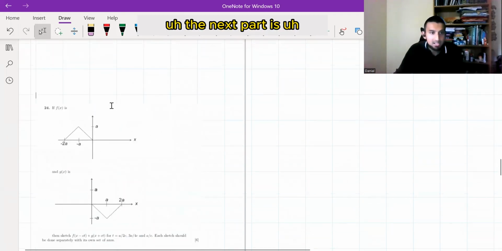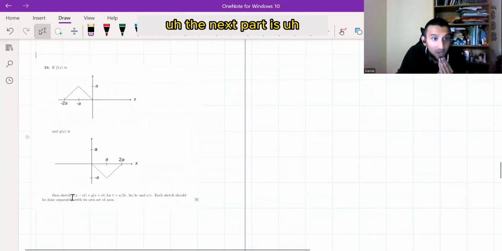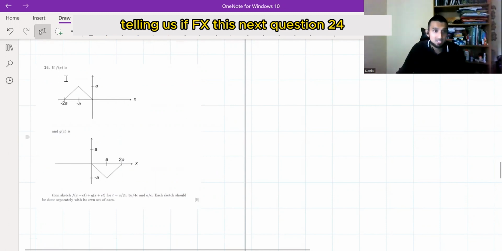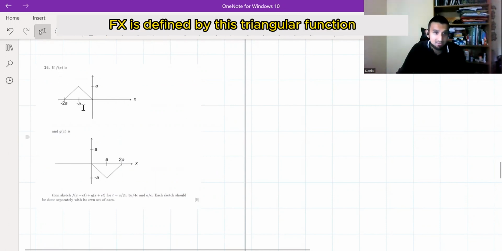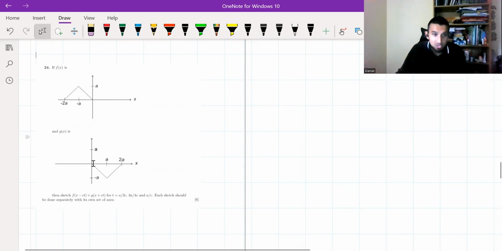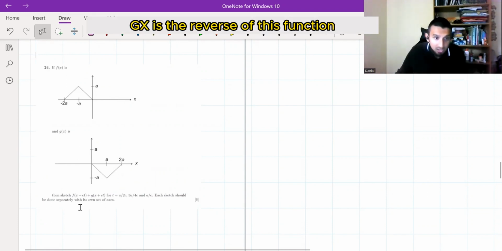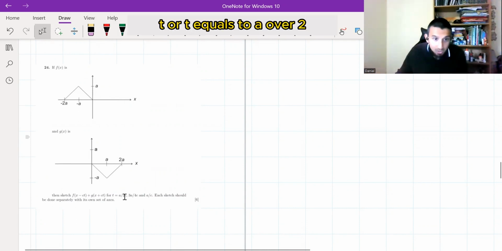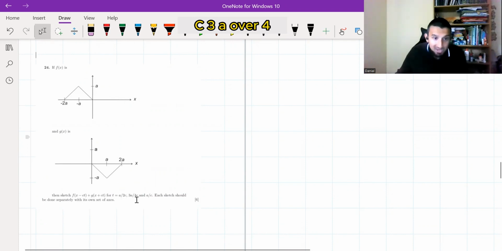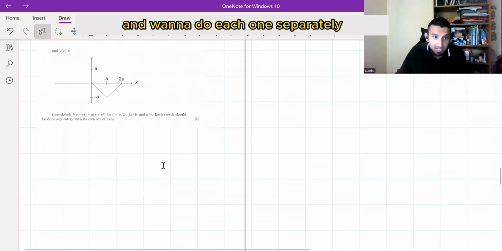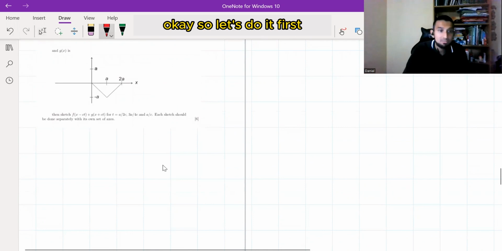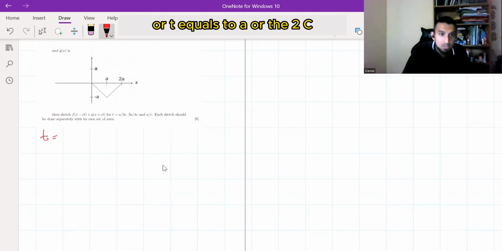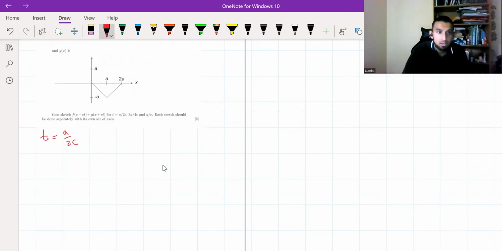The next part is question 24 of the same paper. f(x) is defined by this triangular function, and g(x) is the reverse of this function. It wants us to sketch f(x minus ct) plus g(x plus ct), for t equals a over 2c, 3a over 4c, and a over c. And we want to do each one separately, okay? So let's do it first for t equals a over 2c, okay?